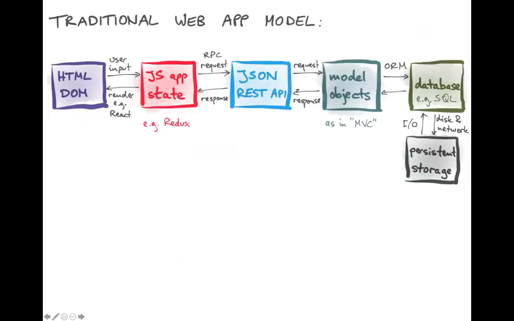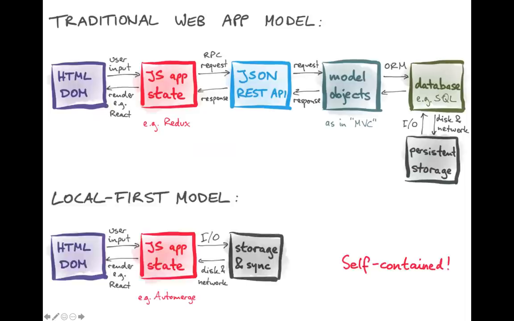Now, also, this problem with the many layers of abstraction is vastly simplified in the local first model, because we essentially halve the number of data representations that we're dealing with. We have the JavaScript application state, which is more or less unchanged. But here we can employ a library such as Automerge, which I will talk about later, which gives a mechanism for persisting that data to a local disk, and which also provides a synchronization protocol that can then be used to sync that data to a server and to any other client.